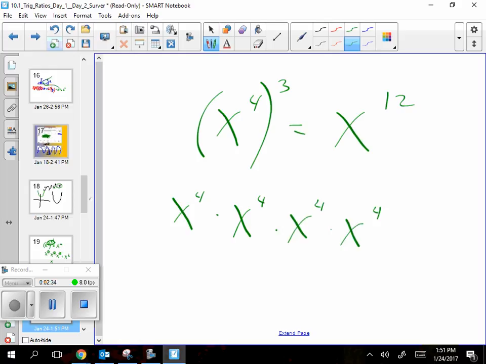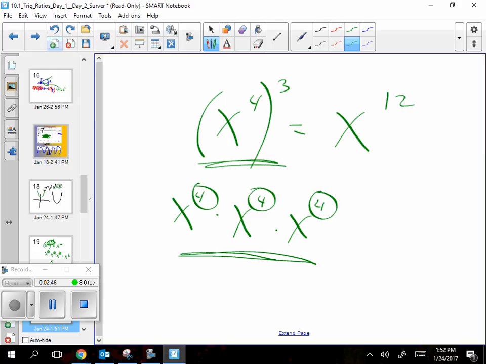Do you get, wait a minute, too many of them. There we go. Do you get that this means the same thing as this? That's what to the 3rd means. It means 3 of them all multiplied. This kind, you would add, and you get 4 plus 4 plus 4, x to the 12th. This kind, you would multiply. That's the main thing you got to get straight.